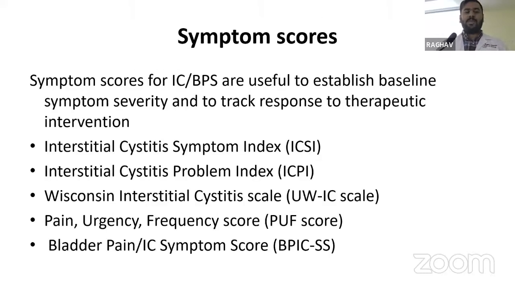Various symptom scores have been established to identify baseline symptom severity and to track response to therapeutic intervention. These are the Interstitial Cystitis Symptom Index, the Interstitial Cystitis Problem Index, the Wisconsin Interstitial Cystitis Scale, the Pain Urgency Frequency score, and the Bladder Pain/IC Symptom Score.